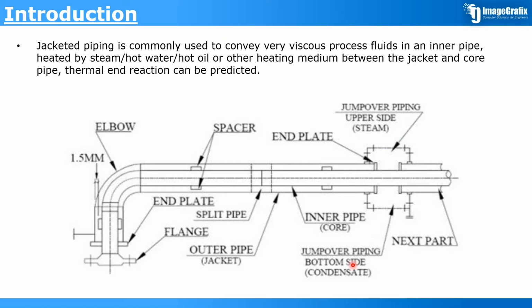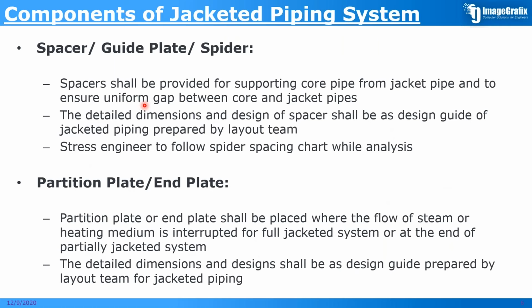When a jacket pipe starts, at the start point you'll have your end plate, and at the end point where the jacket ends you'll also have an end plate. This end plate may or may not coincide with the end of your piping segment. It depends on your applications and requirements. That's how it will be. And you have something called spacers, and other items will come in the next slides. Spacers, or guide plates, or spiders, as we can call them.